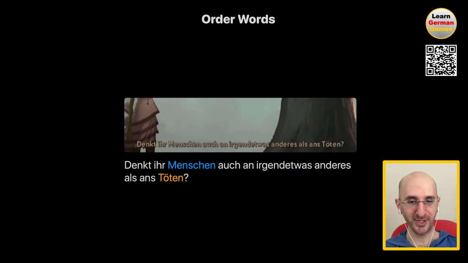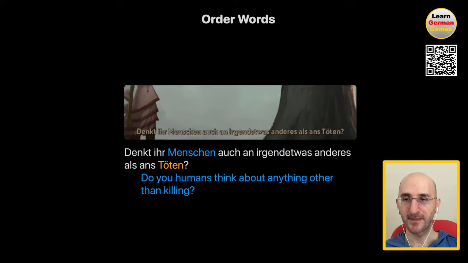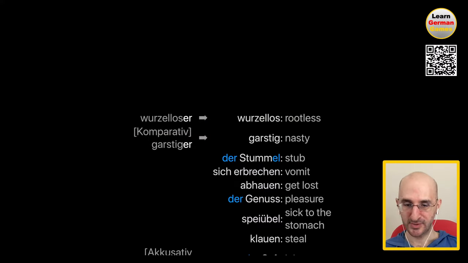I'm helping you out a bit because it's important for you to see the correct answer first so you don't remember the wrong one. Right, do humans think about anything other than killing? Denkt ihr Menschen auch an irgendetwas anderes als ans Töten, other than on killing? Alright, gut gemacht. Let's continue playing.